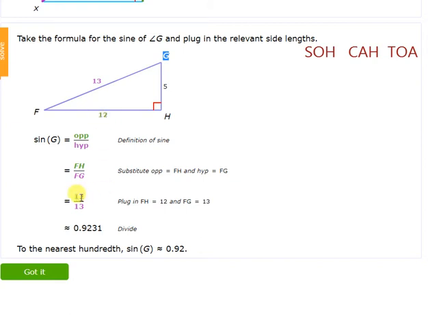You can take its value, 12 here, and the second is the hypotenuse. The hypotenuse is the opposite side of the 90-degree angle, so this is 13. So 12 divided by 13, you can simply divide and get your answer very easily, right?